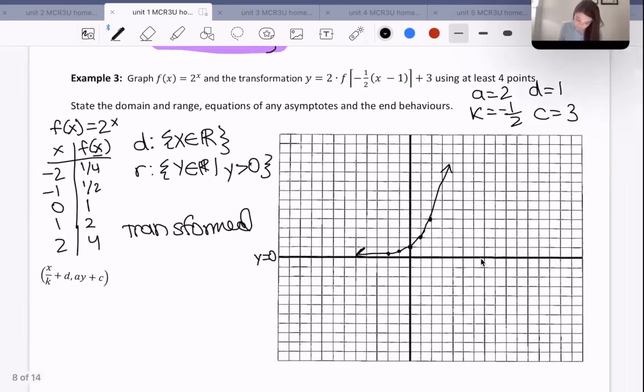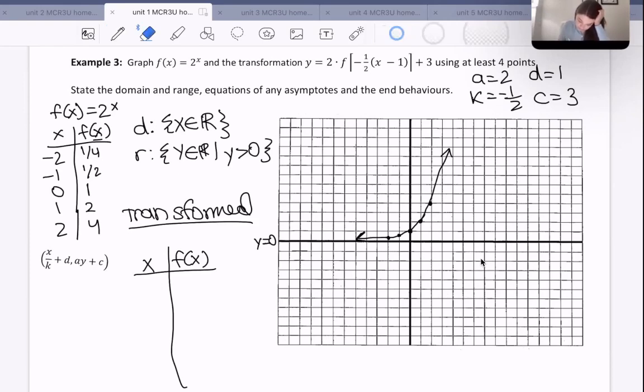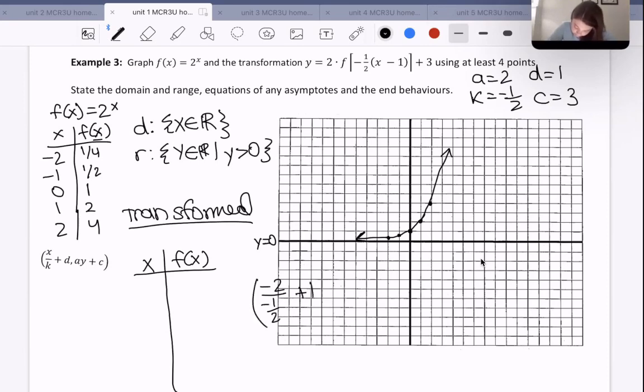Okay. So we want to start with all of these points. Let's start with the very first point. x over negative a half plus d, so plus 1, comma, a y plus c. Okay, so 2 times y, which in this case y is a fourth because we're doing this first point here. Actually, I'll highlight it as we're doing it. We're doing this one right now.